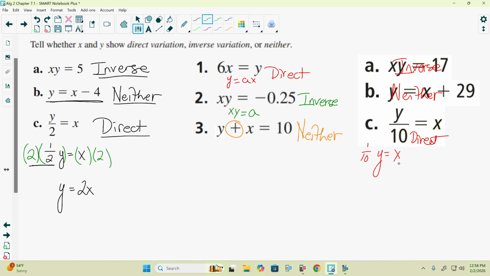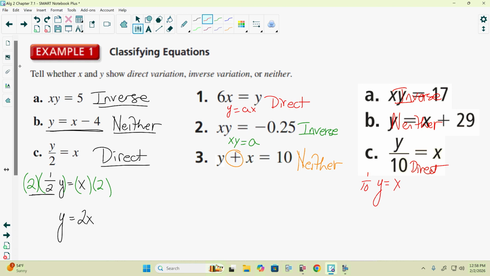Variables are on opposite sides. Both of them are in the top of the fraction, in the numerator, so it has to be direct. If they're on opposite sides, one's on top, one's on bottom, it's inverse. If they're on the same side and being divided, it's direct. If they're on the same side and being multiplied, it's inverse. Questions on being able to determine, based off the equation, if it's direct, inverse, or neither?